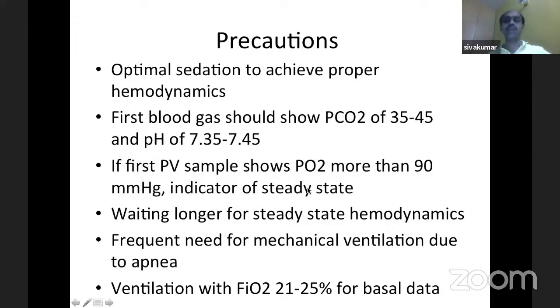If these numbers are not there, you wait till the child comes out slightly out of the effect of sedation. And in some rare cases, if the child is going into apnea, you may have to give mechanical ventilation. And if you are giving mechanical ventilation, give an FiO2 of 21 to 25%.